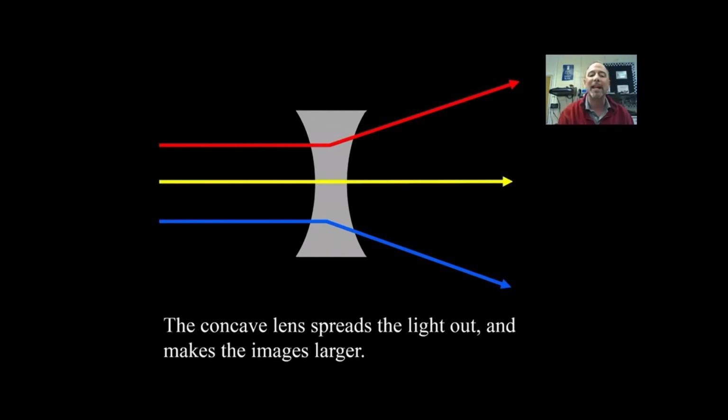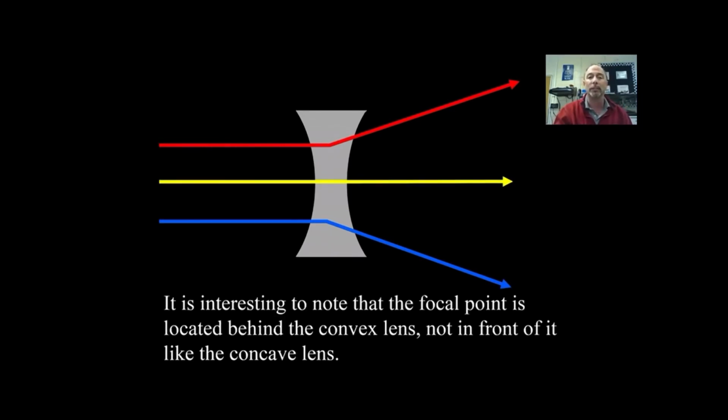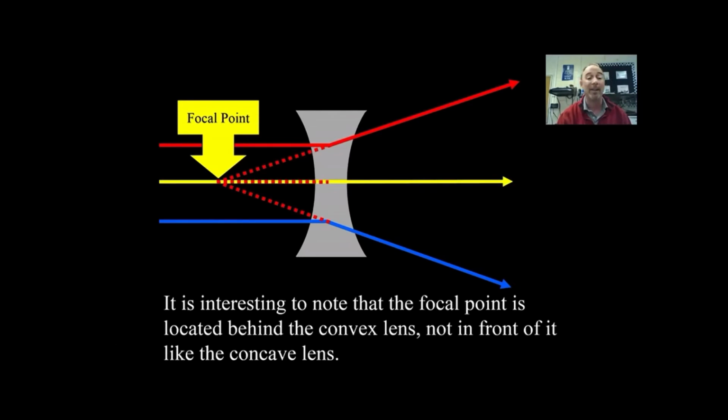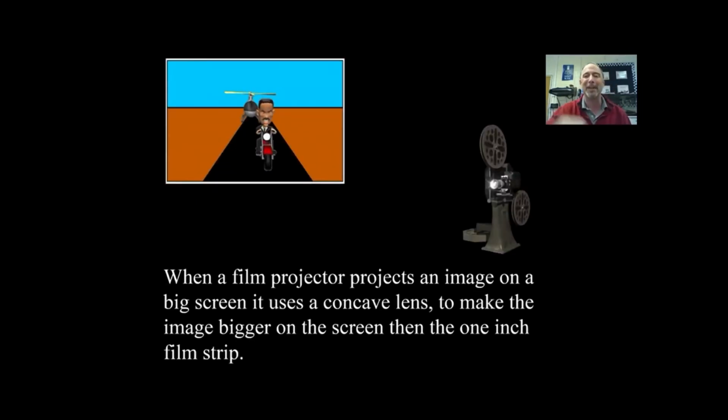A convex lens spreads the light out and makes images larger. The interesting thing to note is that the focal point is located behind the convex lens, not in front of it like the concave lens. So you actually see better in front of the lens. Yeah, no, I'll let you figure that one out later.